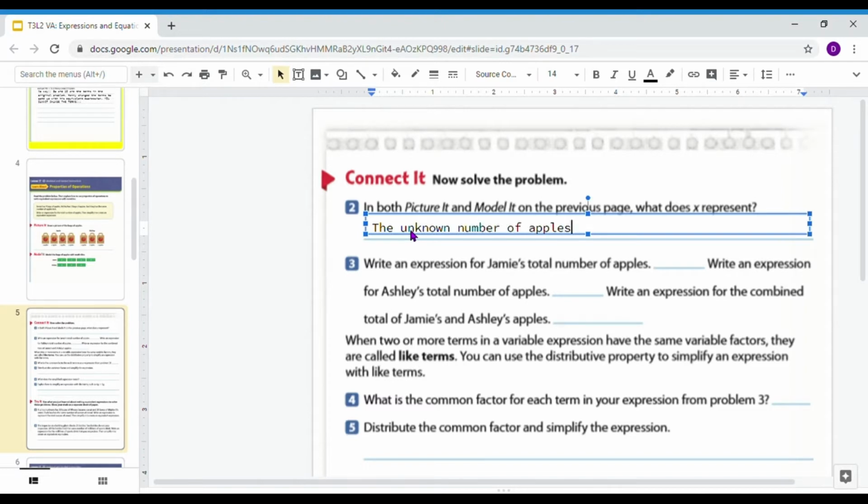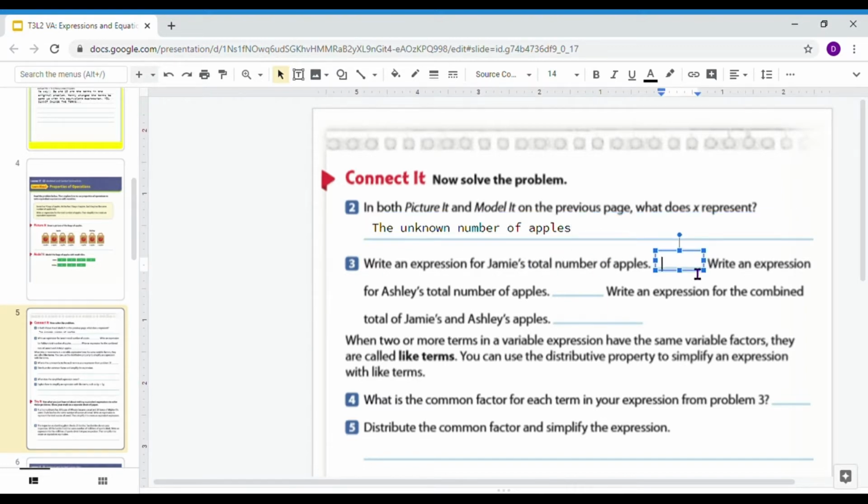Then it says write an expression for Jamie's total number of apples. If I'm looking back on page 112, I'm simply looking at Jamie. I know that Jamie has 4 bags of apples that have X apples in each bag. So Jamie's expression for her total amount of apples is going to be 4 times X, because there are X apples in each bag and she has 4 bags. And then for Ashley's total number of apples, the same exact concept, except Ashley only has 3 bags of apples, so it'll be 3x, so 3 times x.